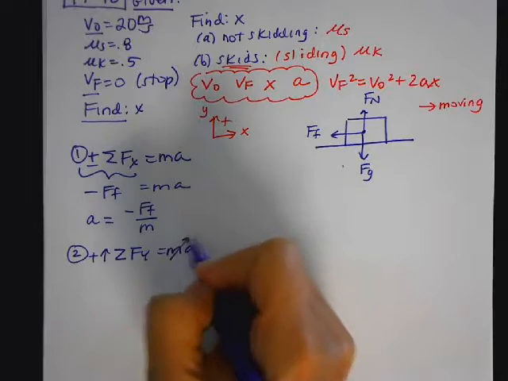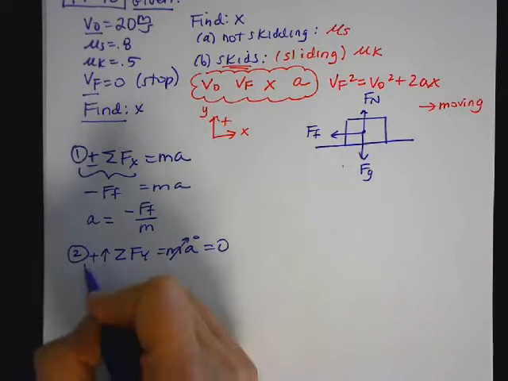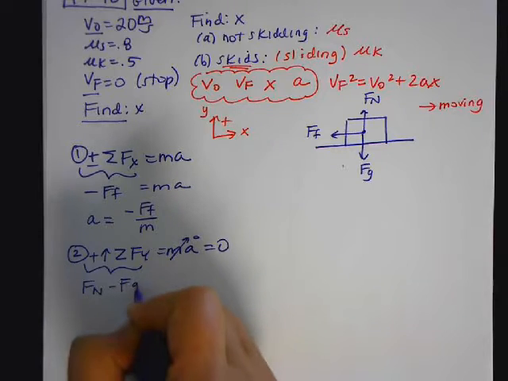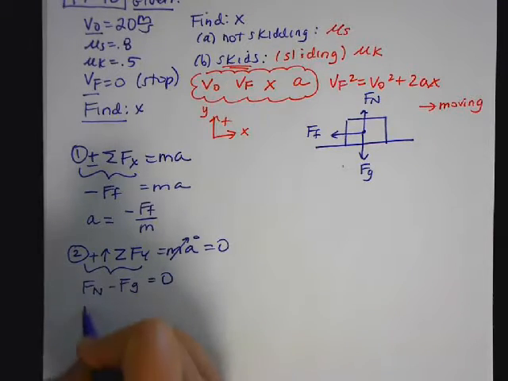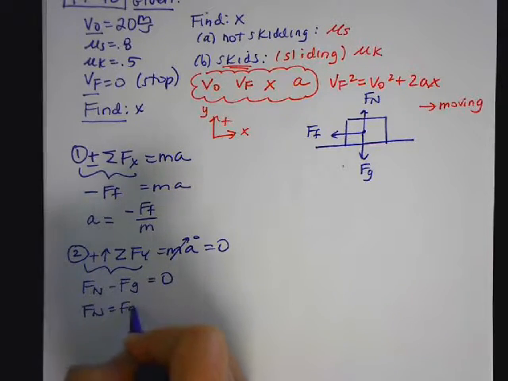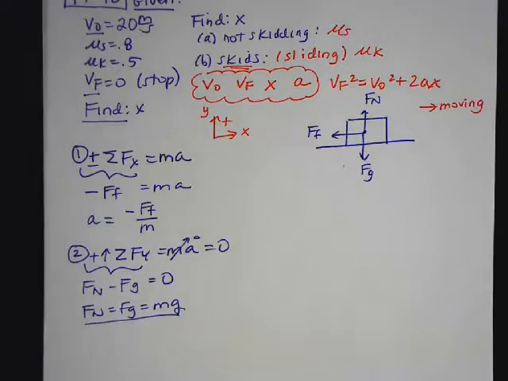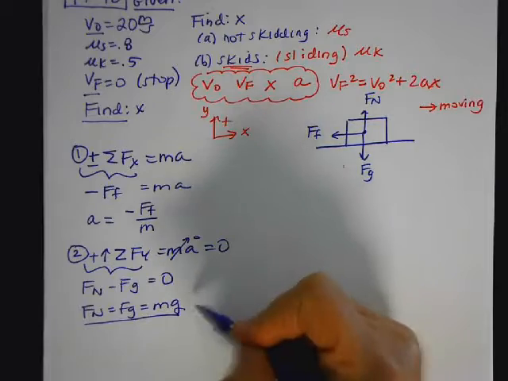So this is 0. So now when I look at my free body diagram, I have Fn minus f of g is equal to 0. So f of n is equal to f of g, which is equal to mg. Well, what am I going to do with that? Well, now I'm going to do my third thing.